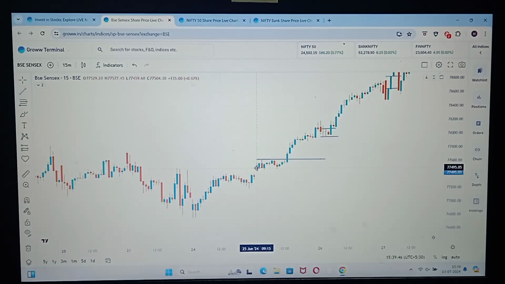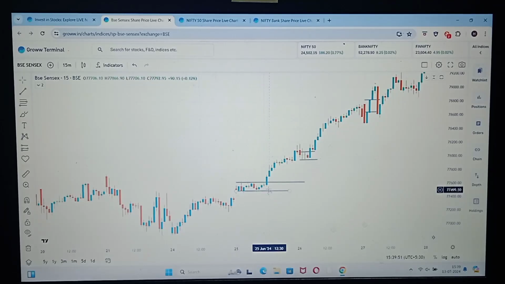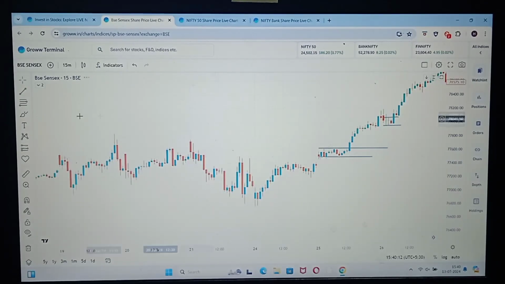I mark this 9:45 low and high, 25th of June. So you can clearly see here at 12:15 we got a trade as per this 9:45 strategy at 77,623 mark. From 623 you can see 300-350 points it has given easily without any risk. Just you need to trail your stop loss.